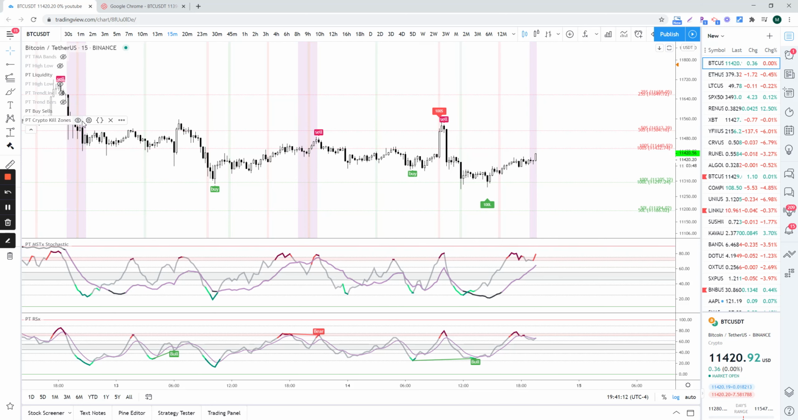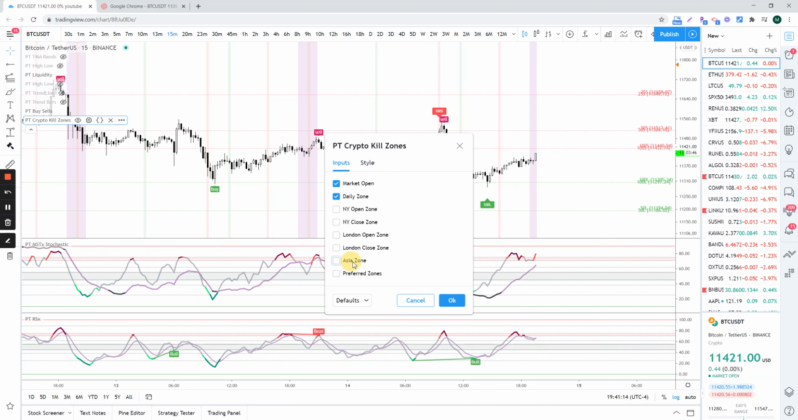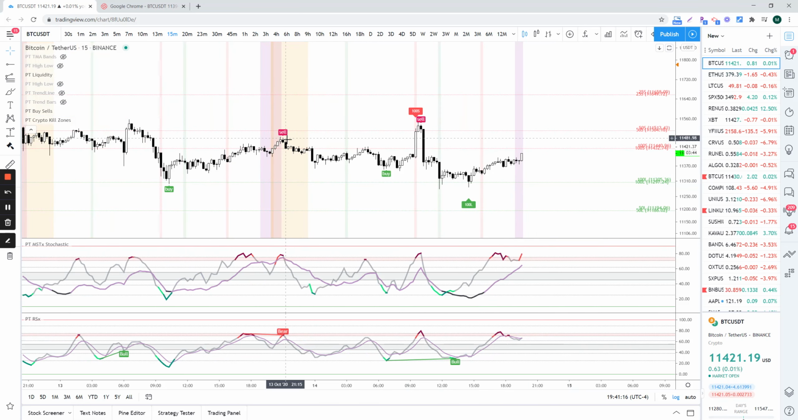And then where's Asia? Let's open up Asia. Asia should be coming up somewhere over here, actually right after. Yeah, this should pump up. So it basically tells you that, hey, New York Open is over here, right? This red candle, this red background, New York Open, and we should expect volatility.